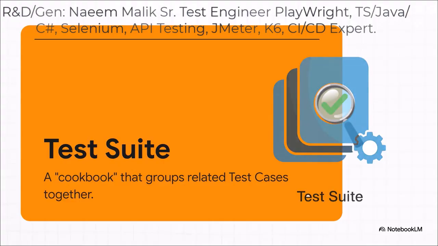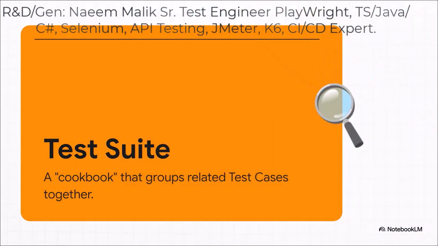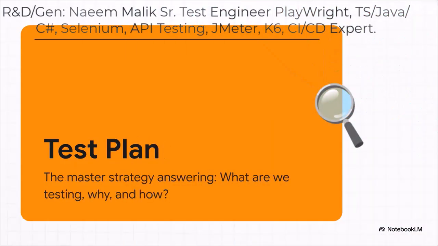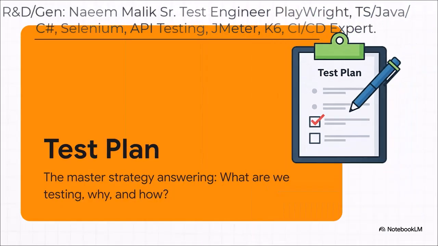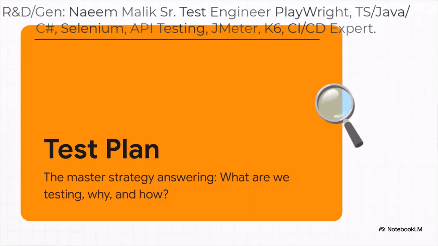You might have a cookbook for all your user login tests, another for everything related to the checkout process. You get the idea. And then, looking over the entire kitchen, you have the test plan. This is the master strategy. It's the high-level document that stops everything from becoming total chaos by answering the big questions. What are we even testing? Why is it important? And how are we going to pull it all off?